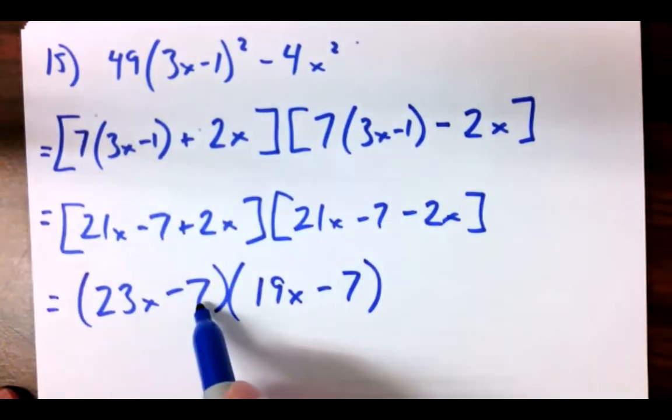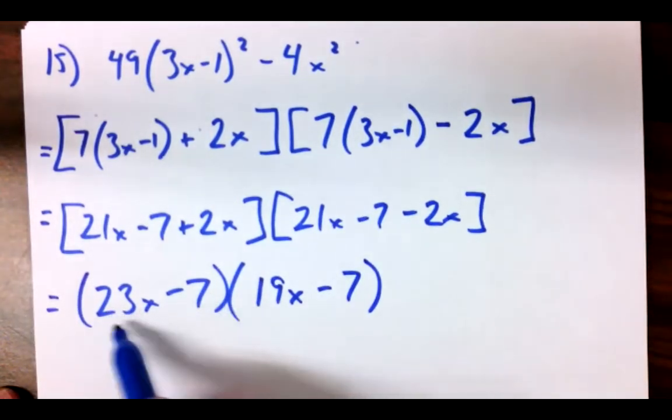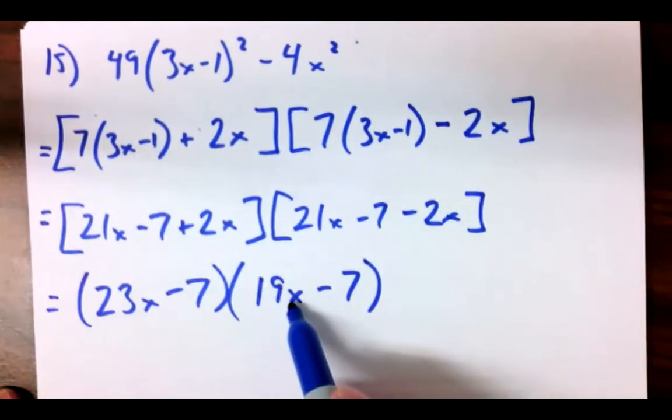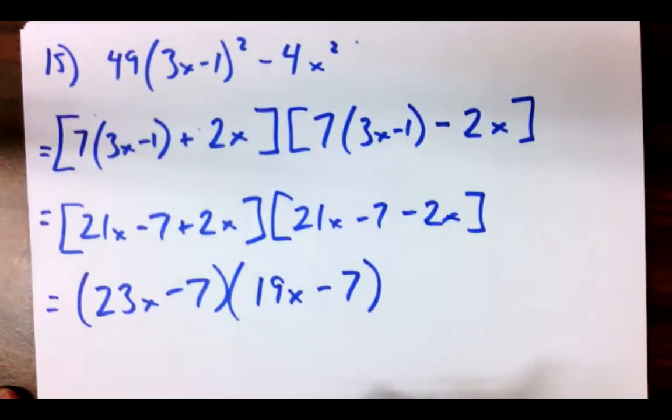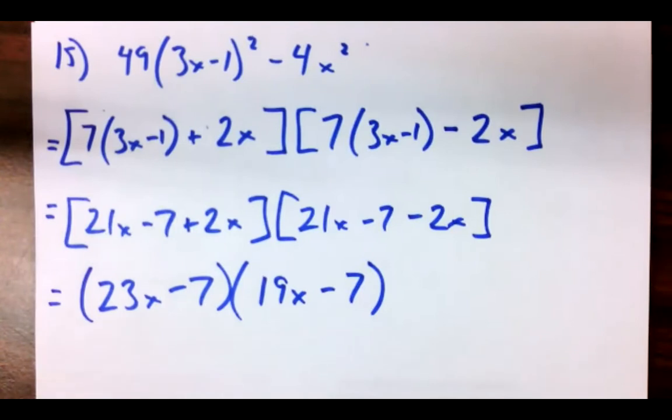It makes me wonder, oh, 7, is there a common factor in here? No, okay. If this was 21x, I could take a 7 out. 21x minus 7, I could take a 7 out of that, but I can't. We okay with that? Cool.